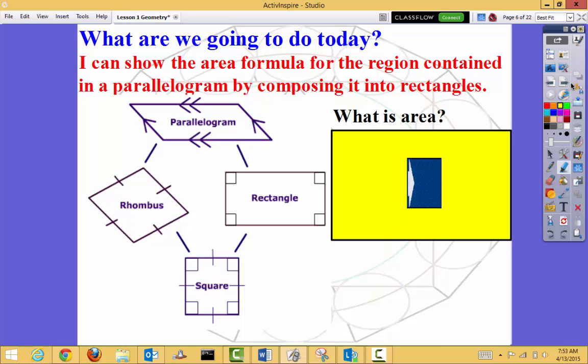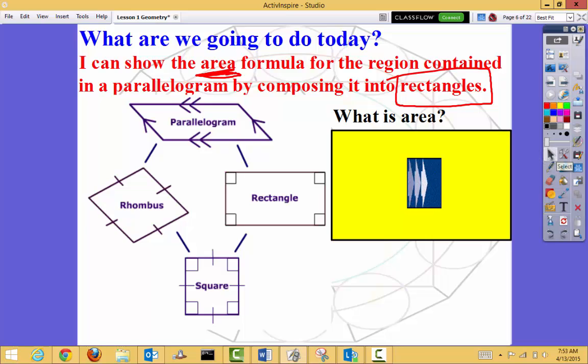What are we going to do today? Well, our I Can statement is: I can show the area formula for the region contained in a parallelogram by composing it into rectangles. So I'm focusing on taking a parallelogram and making it into a rectangle. So I can find what? I can find its area.